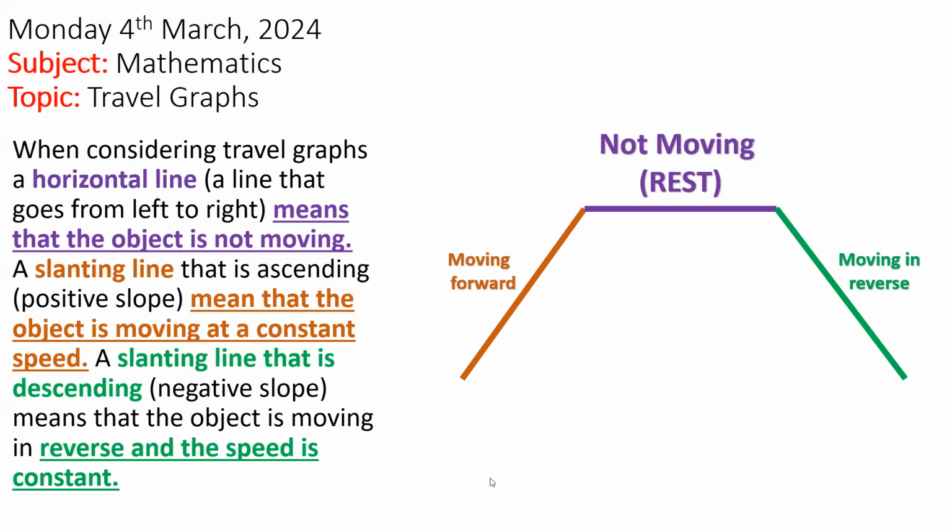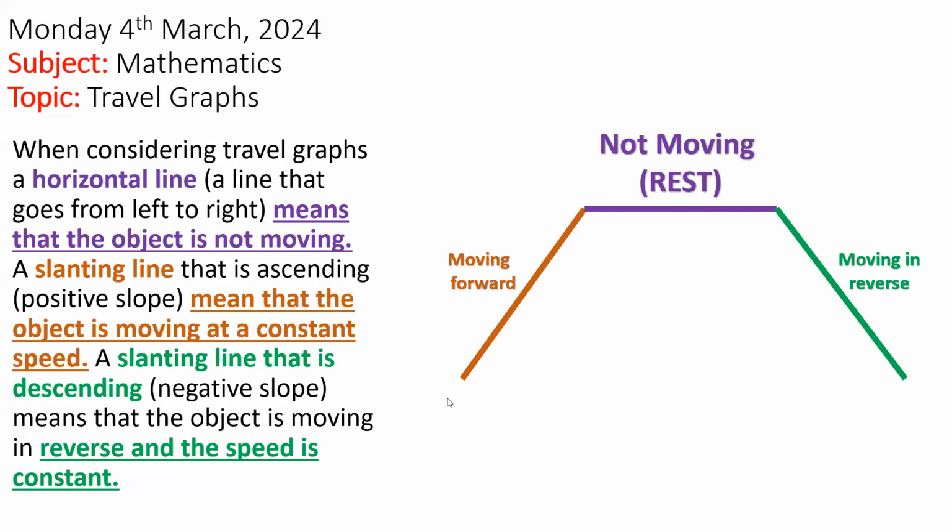Okay, what I was saying is that when you have a line that is slanted but ascending, that means that the object is moving forward. When we have a line that is horizontal, that means that the object is at rest. When we have a line that is slanted but descending, that means that the object is moving in reverse. Understand? Can you put it in the chat?